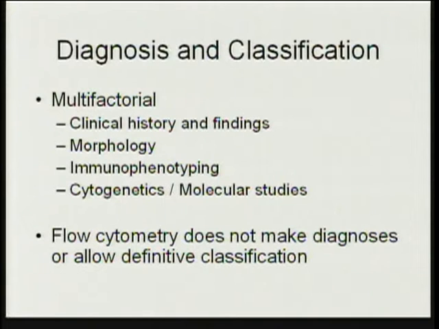So while flow cytometry is playing a very prominent role these days in the diagnosis of these disorders, the integration of this information is also key to make a definitive diagnosis for any one of these hematopoietic neoplasms. So flow cytometry by itself, in most cases, doesn't allow for definitive classification of these disorders, although it's able to identify them very sensitively.